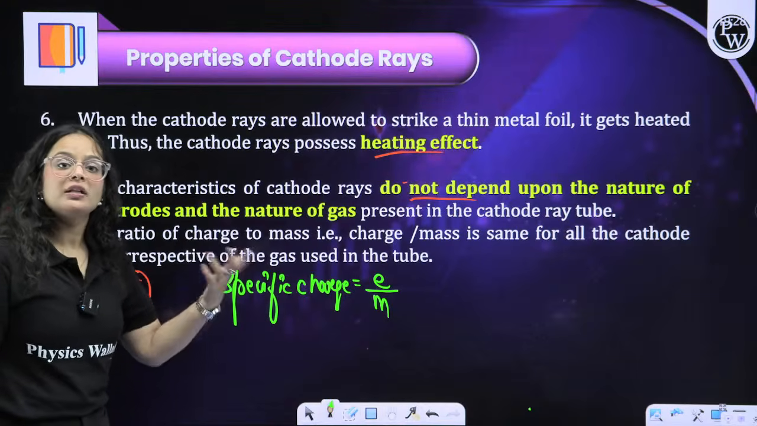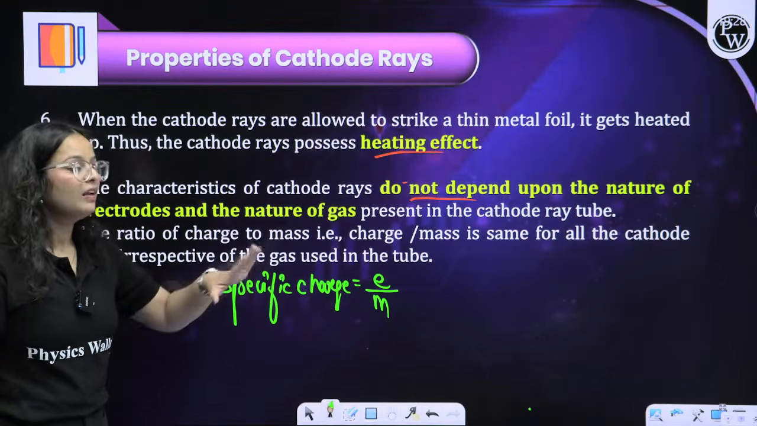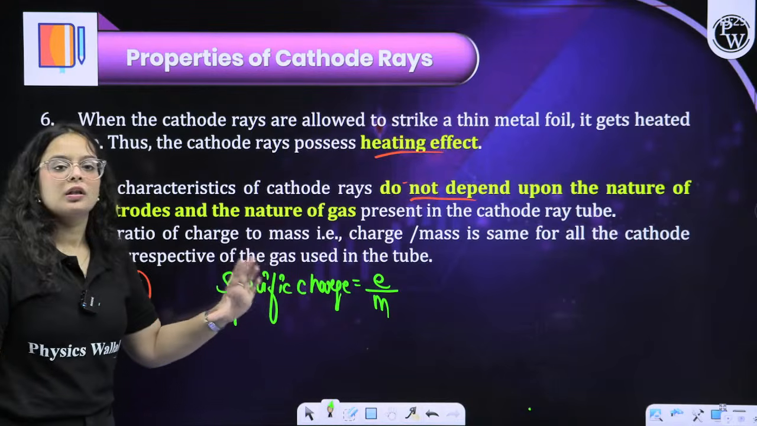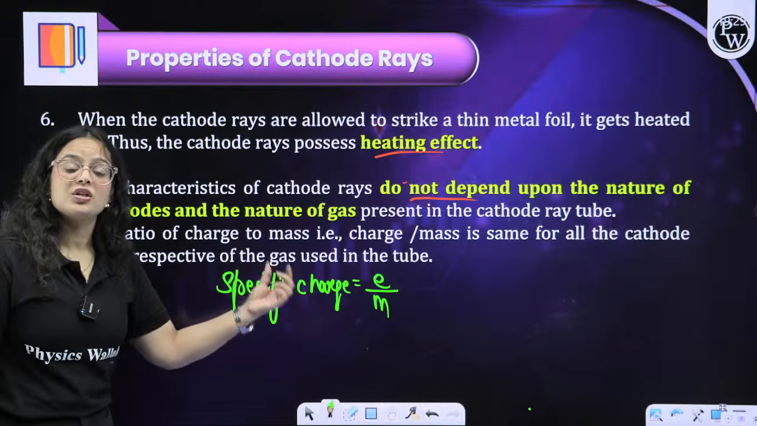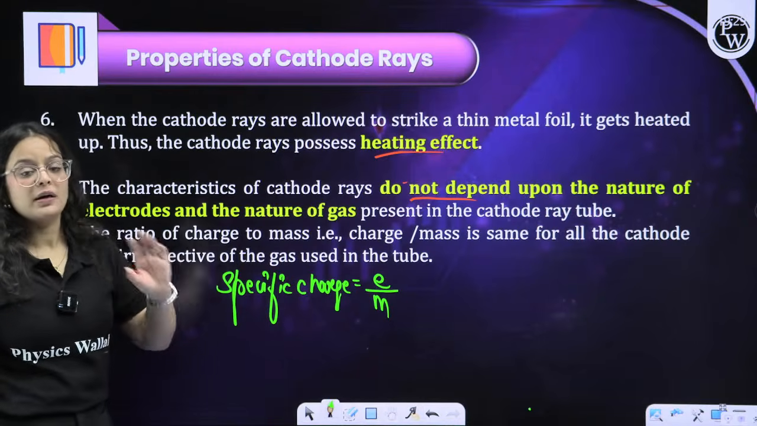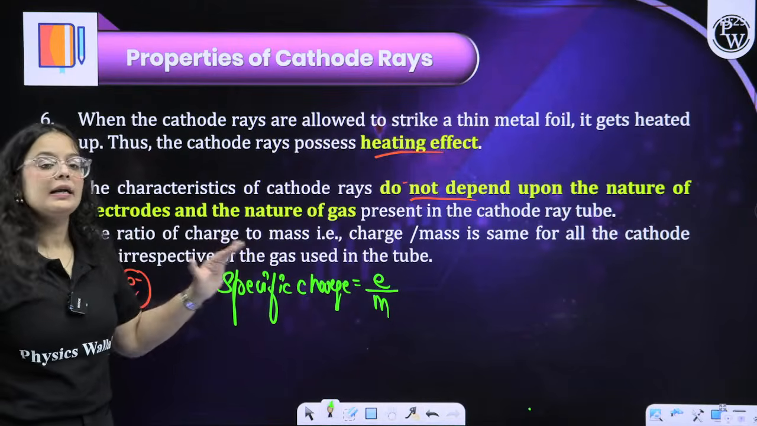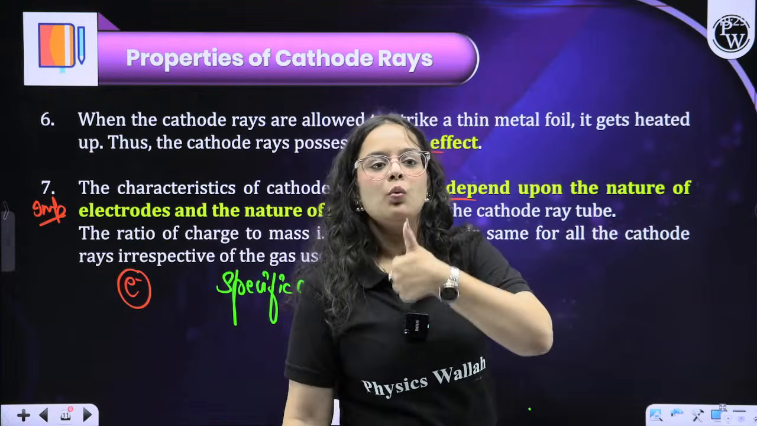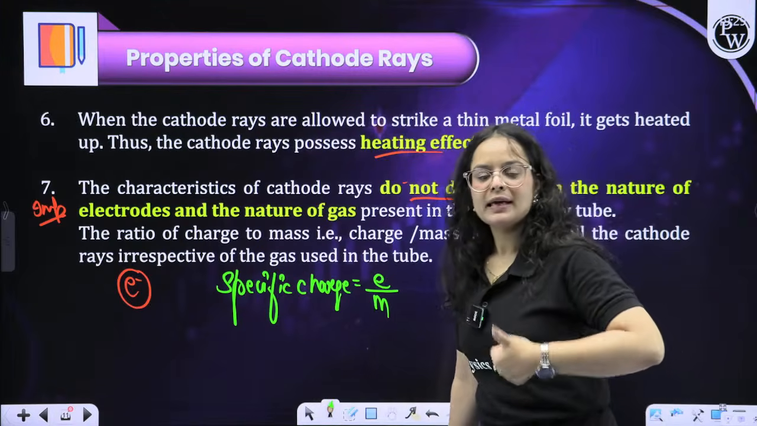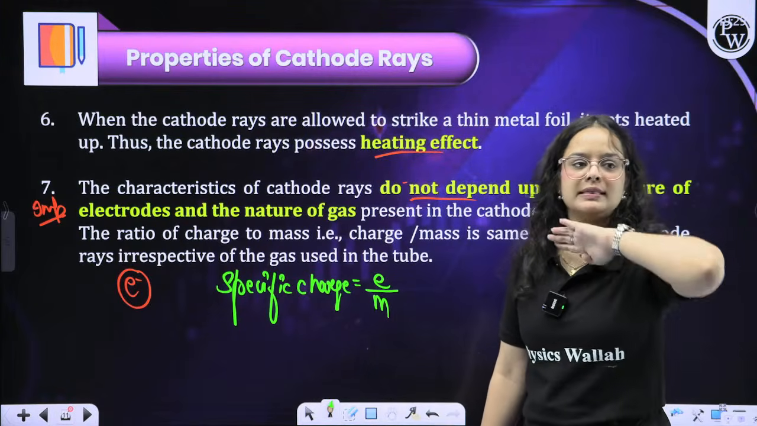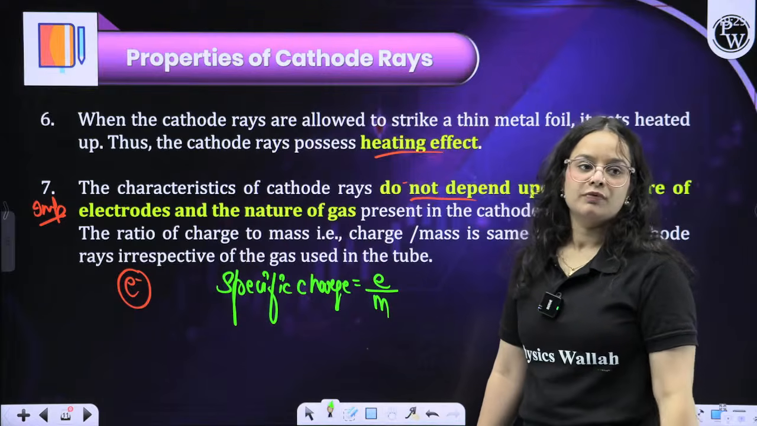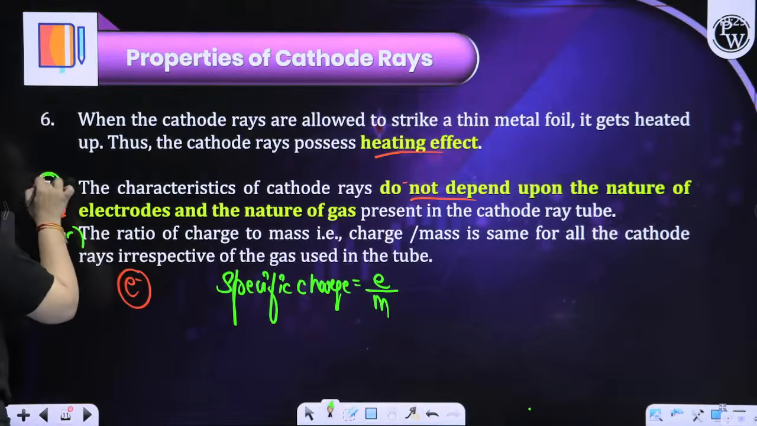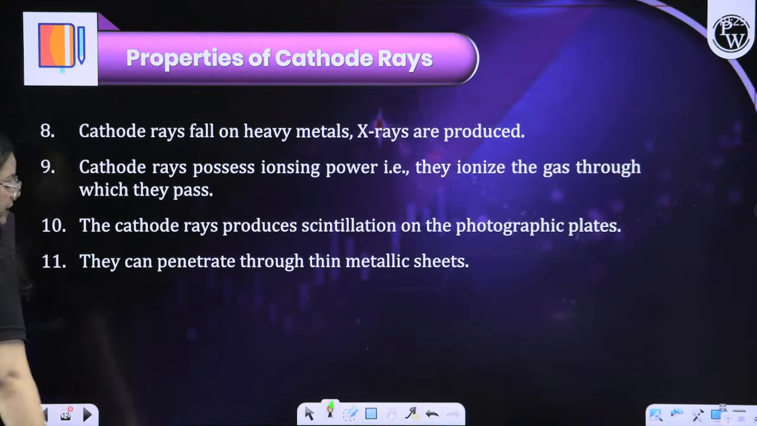If we change the gas present inside the cathode ray tube, or change the metal of the electrode, it will not make any change to the specific charge. The charge by mass of the cathode rays will remain the same. So we get to know that e/m of cathode rays does not change with the nature of the gas or the nature of the electrode. It will be the same irrespective of the gas used in the tube. This is a very, very important point, because this will change for another type of ray, that is anode rays.